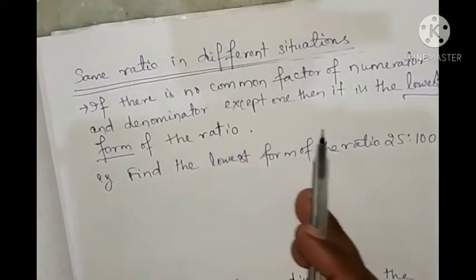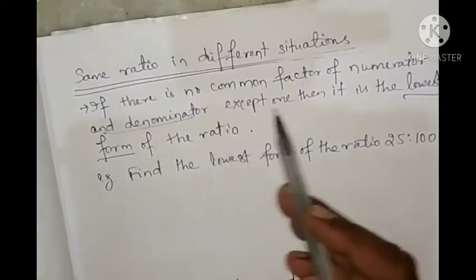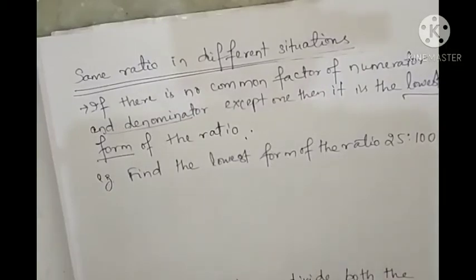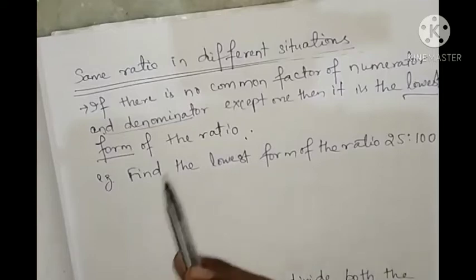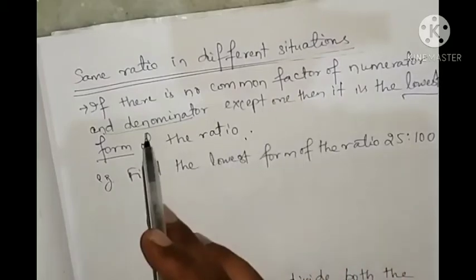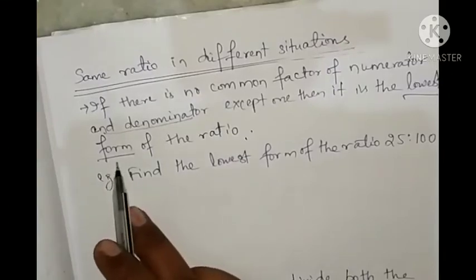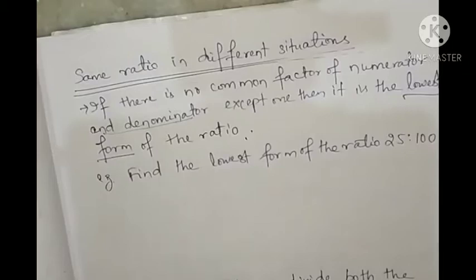If there is no common factor of numerator and denominator except 1, then it is the lowest form of ratio. So we have known this, how we will find the lowest form of a fraction. We are dividing with the common factor, and at last when we get that there is no common factor of numerator and denominator except 1, then that is converted into the lowest form of fraction, and the same will be applied to ratio.